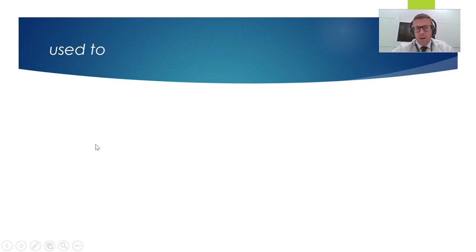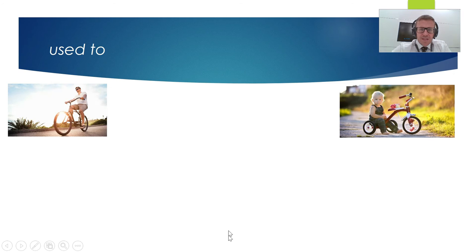Okay, and finally we'll look at used to. Let's look at these two pictures just to help understand. We have a man on a bicycle, 2 wheels, and we have a young boy on a tricycle, 3 wheels. So this is actually the same person for this example. I ride a bicycle. I rode in the past a tricycle. So when this man was a little boy, he rode a tricycle because it's easy to ride a tricycle.